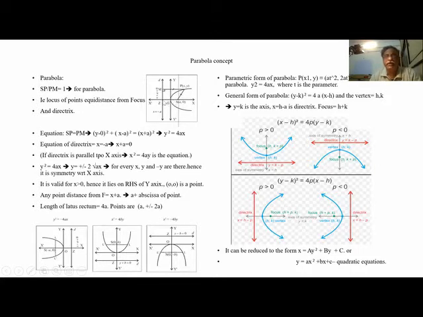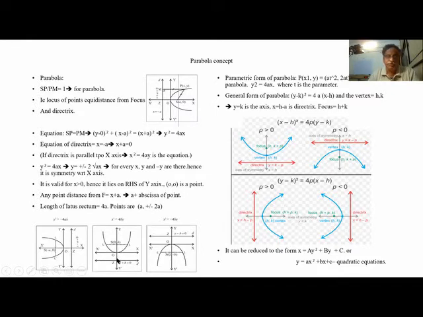Both are A, because what is the rule of the parabola? For any point on the parabola, the focus and directrix are at the same distance. So the directrix is a distance A away from the vertex, at minus a. What is the directrix formula? X is equal to minus a, or x plus a is equal to 0. On this side, x is equal to plus a, so x minus a is equal to 0.